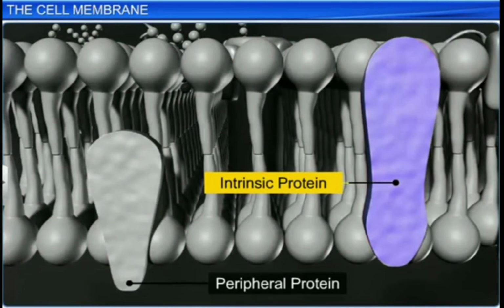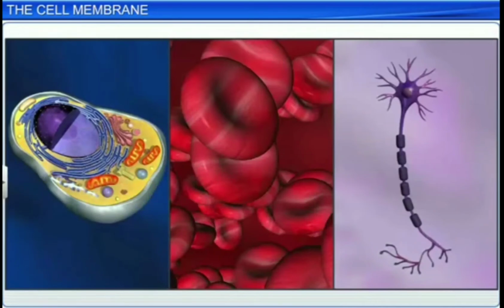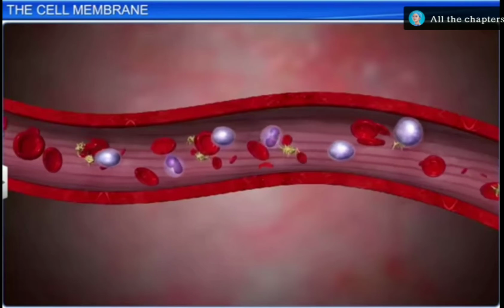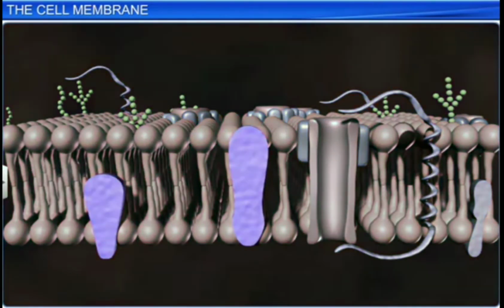Scientists also deduced that the ratio of proteins to lipids varies greatly between different types of cells. For instance, the cell membrane of red blood cells is 52% proteins and 40% lipids.